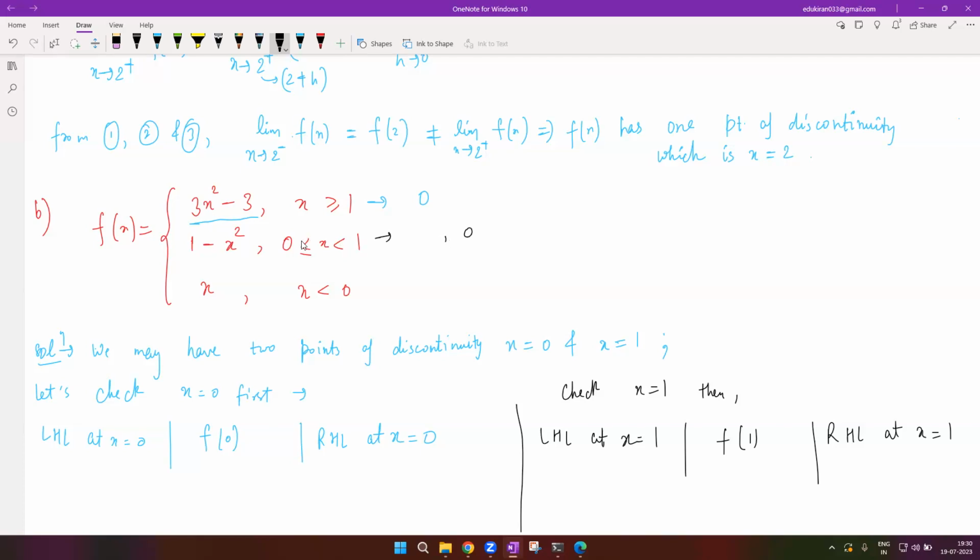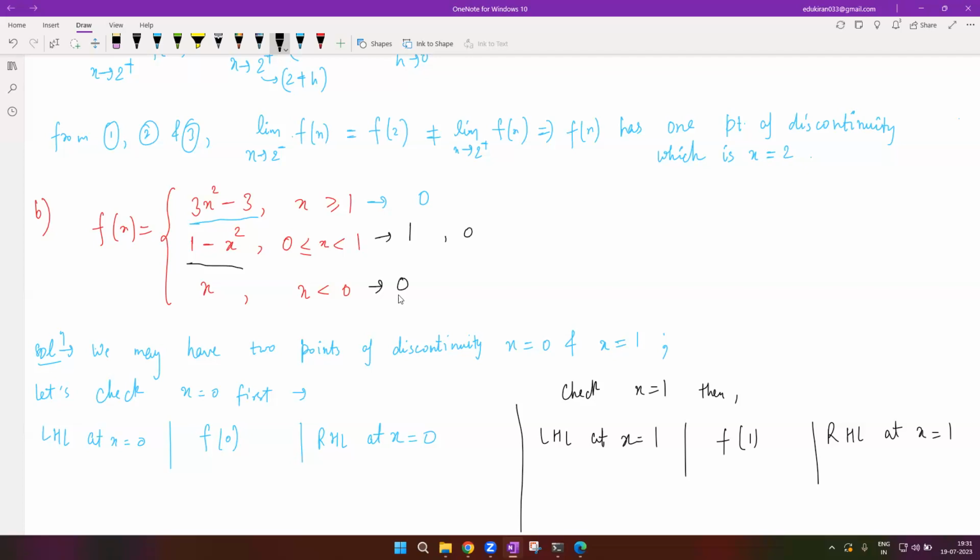Now let's check for 0. Put 0 here. So RHL at 0, F0, both will be defined from this expression. If I put 0 here, I'll get answer 1. Now put 0 here, because LHL at 0 will be defined from this expression. So the answer is 0. Now you can see the RHL and F0 both will be 1, and LHL at x equals 0 will be 0. That is why it is discontinuous at 0.